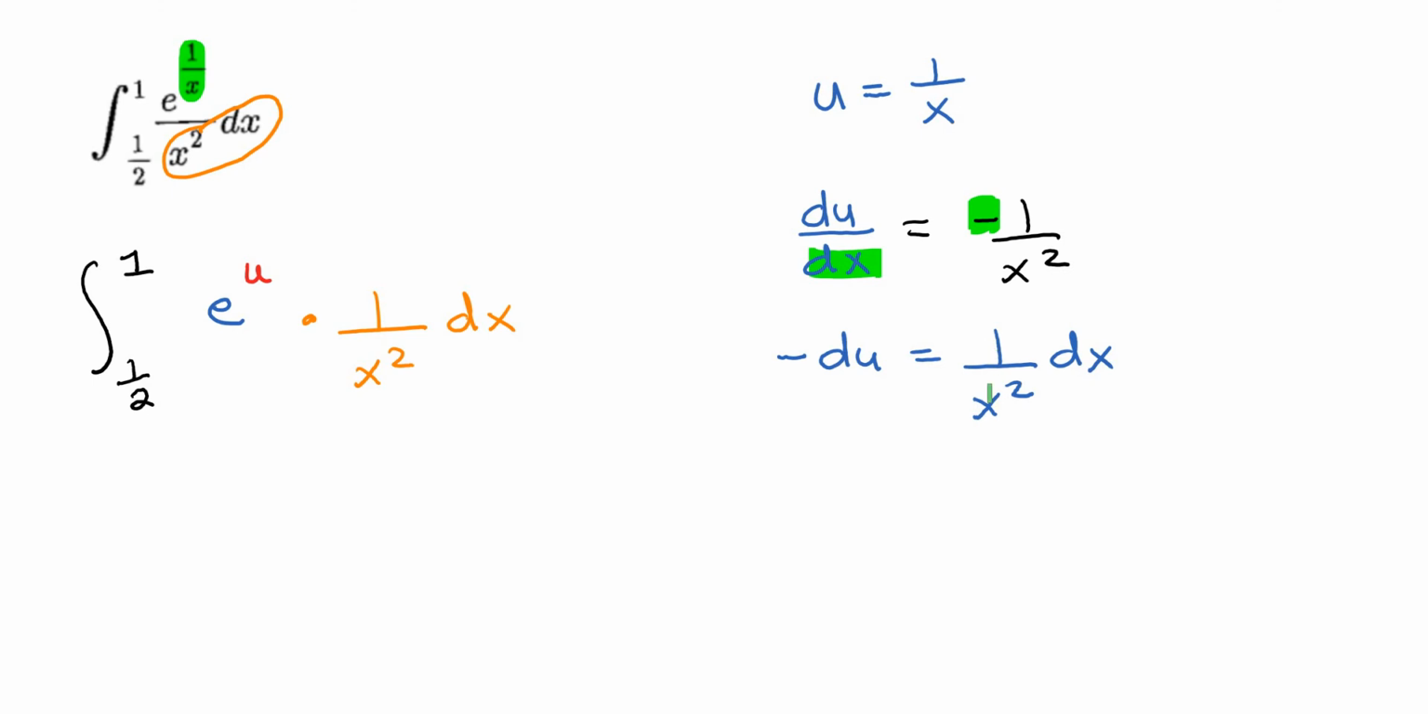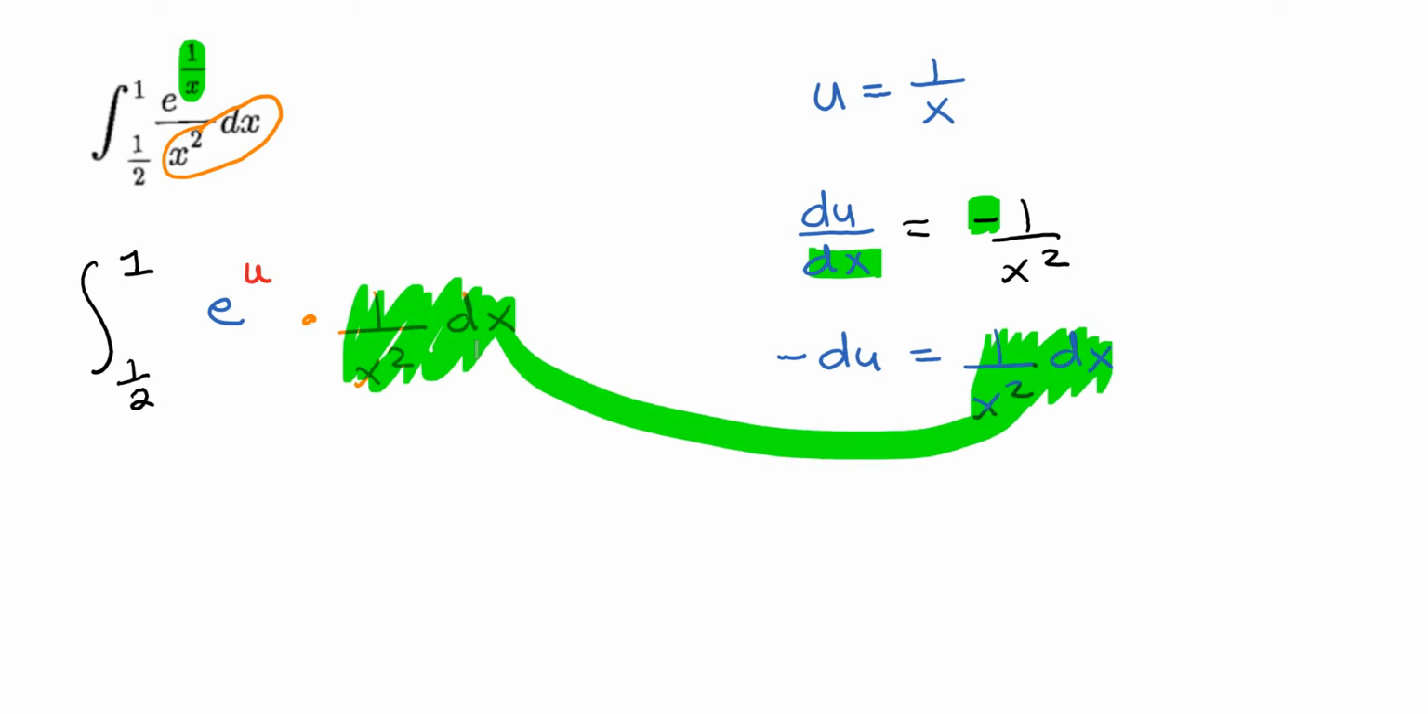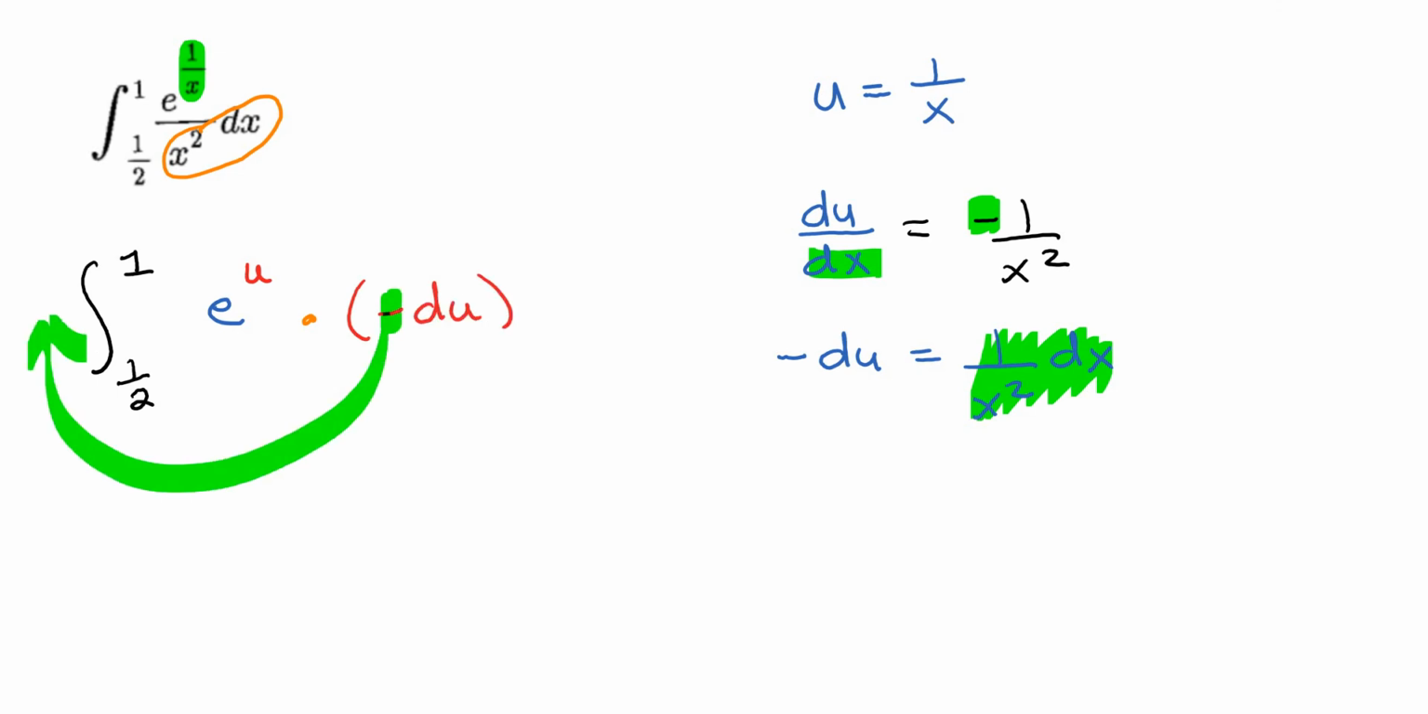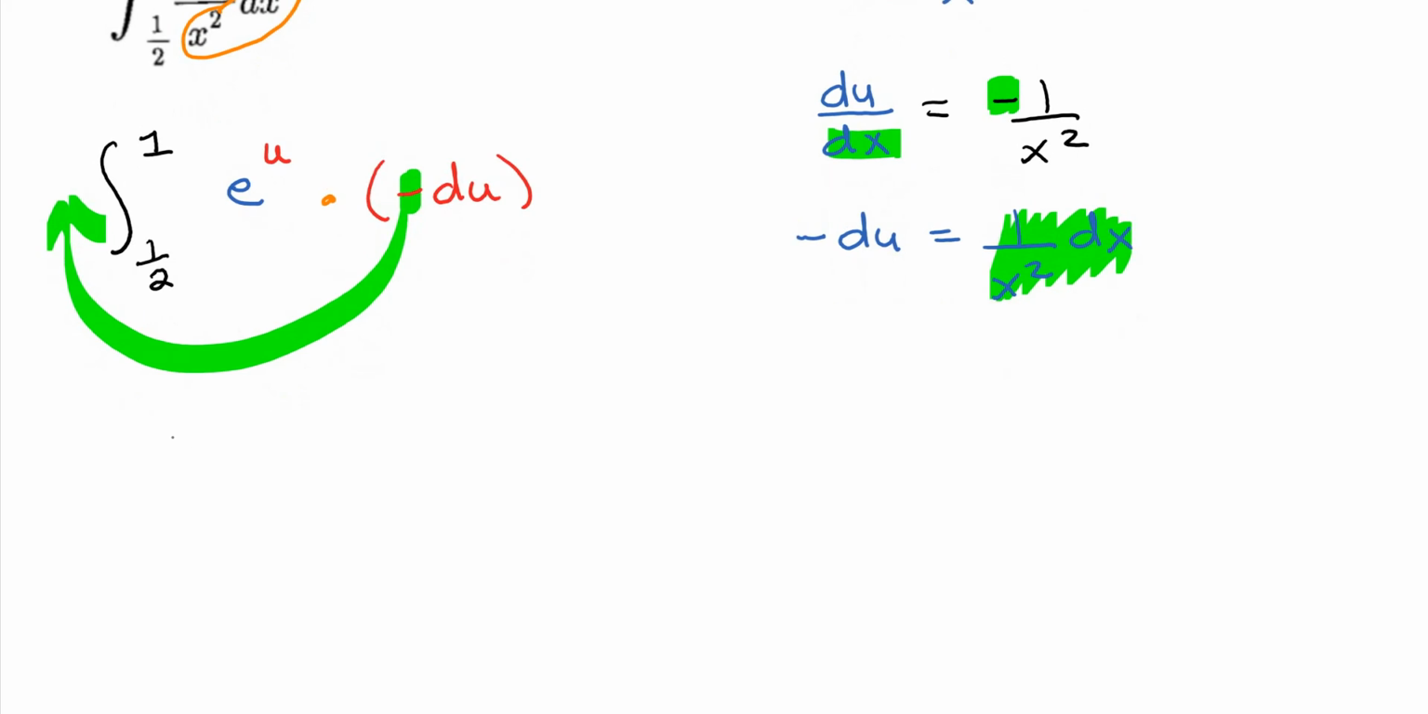Okay, and from here on, I can see that this part right here and this part right here match up correctly, so I can just do a substitution step now. So let me erase this, and I'll replace this with negative du. And then I can take my negative sign and move it to the front. So this will be the integral of 1/2, 1, negative, and then e to the power of u times du.